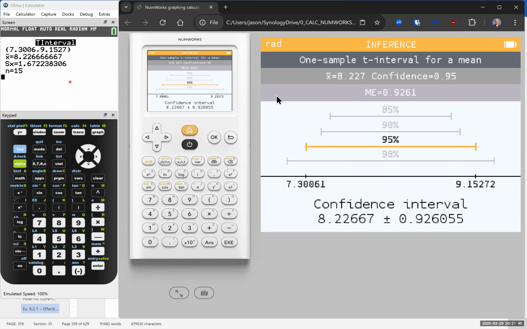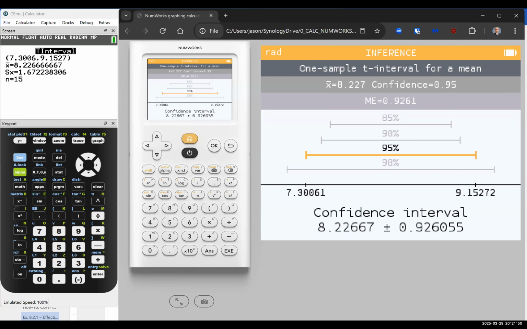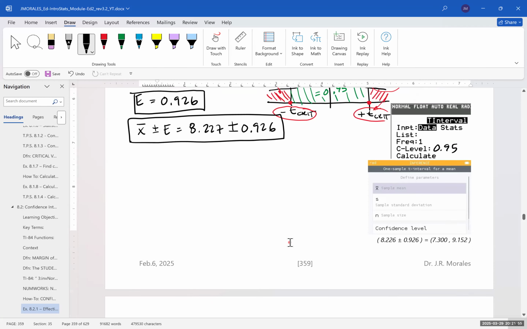All right. So you can use these interval functions on either calculator to check your answer. Okay, this answer is correct.